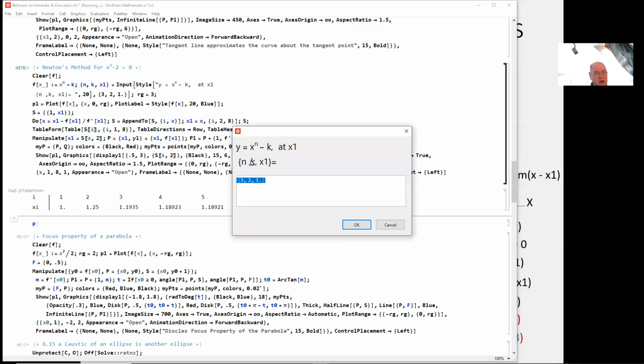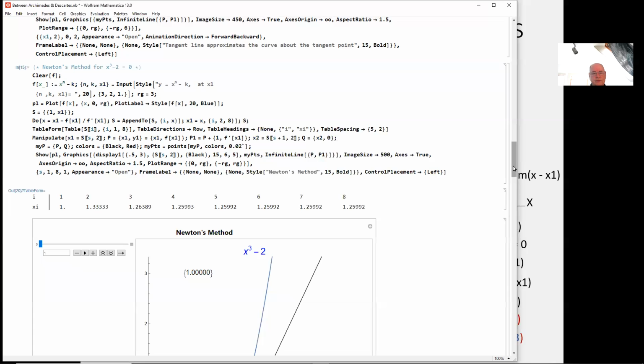So I have my equation, y is equal to x to the n minus k. Notice our example is x cubed minus 2. The particular example we took was x cubed minus 2. So that's what I'm starting with. I'm letting n be 3, I'm letting k be 2, and we're starting with the number 1. This is exactly the scenario that we just did in the PowerPoint. So I have my equation x cubed minus 2, and I want to start at 1. So let's see what the animation shows.